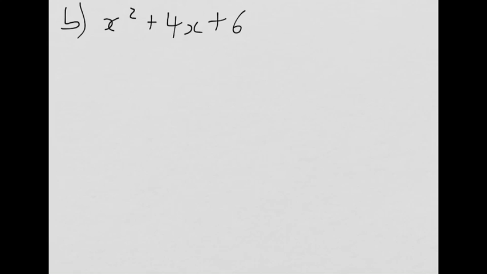Let's do B. Okay? So B says, what do we got? x squared plus 4x plus 6. Okay, so again, I want to set up my brackets here. Both of them begin with x. And I want two factors that multiply to equal 6, add to equal 4. What would those be? Multiply to equal 6, add to equal 4.